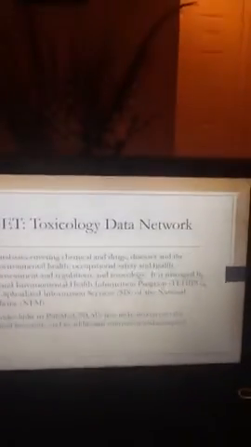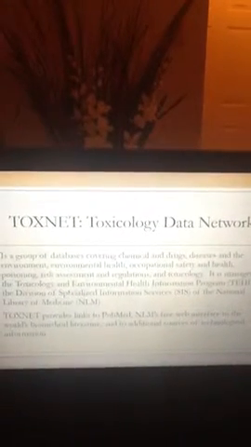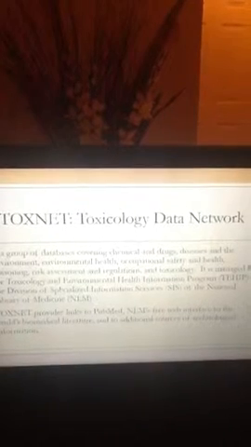So we're going to continue on. I just want you all to see the slide. I'm trying to get a view of the information. Okay, now that's the ToxNet, and it's Toxicology Data Network.